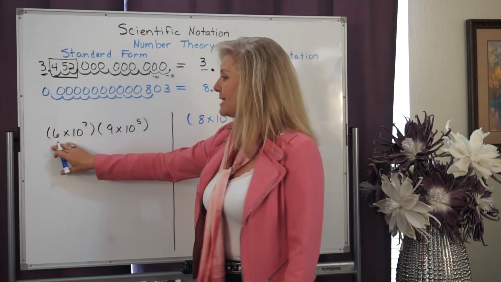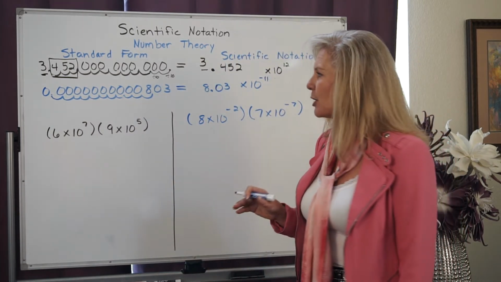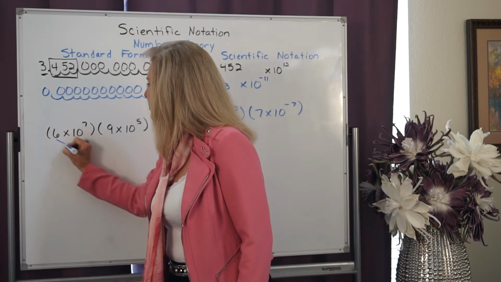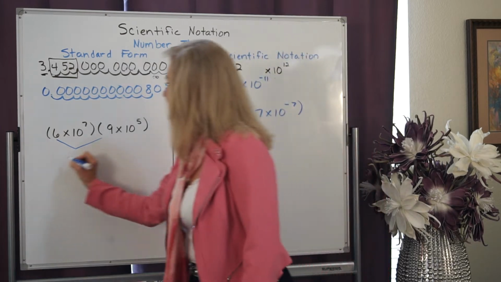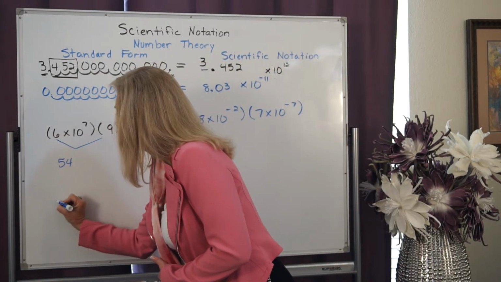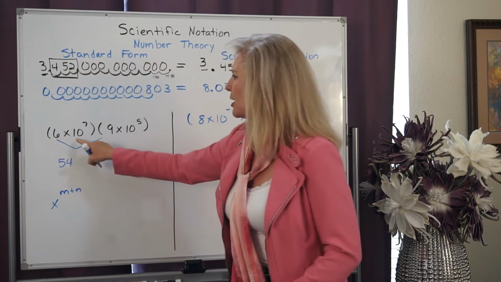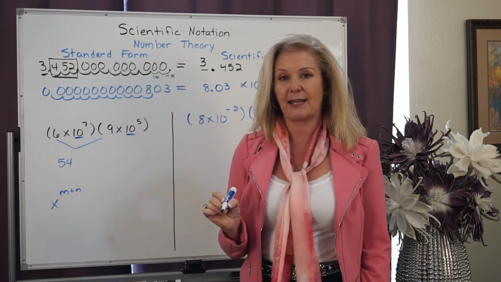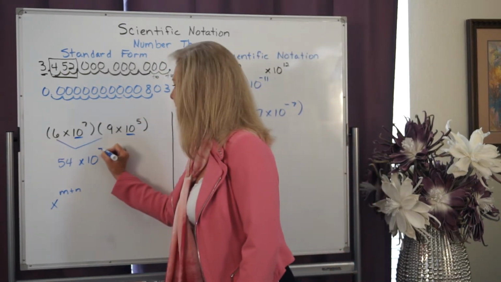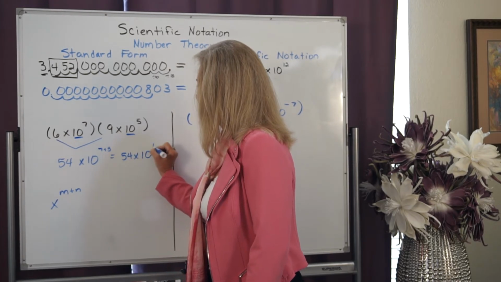So when I take 6 times 10 to the 7th power and multiply it by 9 times 10 to the 5th power, well, the 6 and the 9 have no exponents with it. So I'm able to just multiply those two numbers together. So 6 times 9 is 54. Now I can use my rules of exponents because I know that if the bases are the same, all I have to do is add those exponents. Well, I have a base of 10 and a base of 10. So I can say times 10, and I'm going to add the exponents that go with it. So I get 54 times 10 to the 12th power.